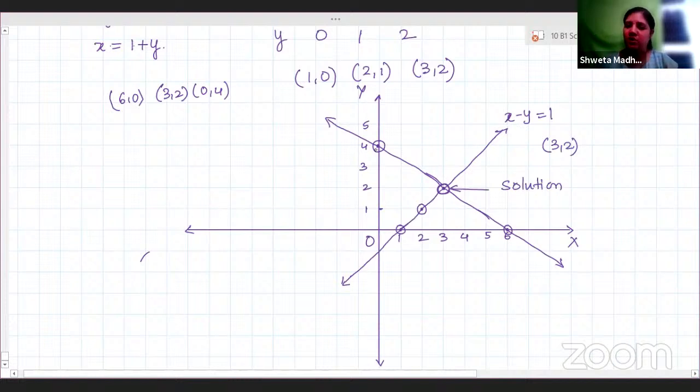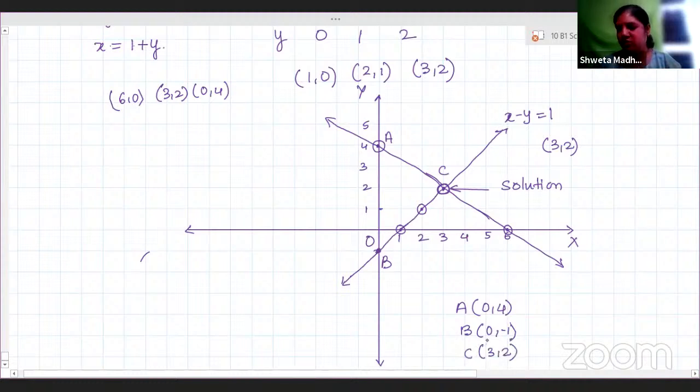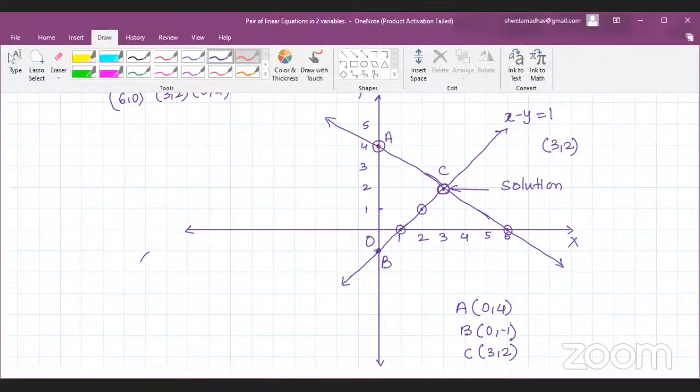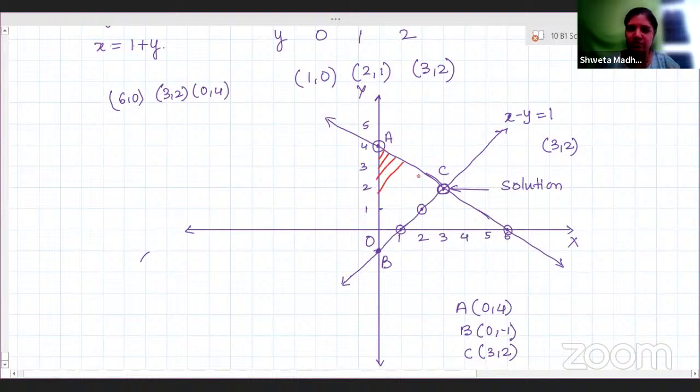Now they are asking to find the coordinates of the points where the lines meet the y-axis. Write the coordinates of these, this is the y-axis and these are the two lines where they intersect. So it intersects at this point. This is point A, this point is B, and this point is C. So write those coordinates. A is 0, 4, B is 0, -1, and C is 3, 2. So these are the coordinates of the points of intersection. Then shade the region between the lines and the y-axis. So this area we have to shade.